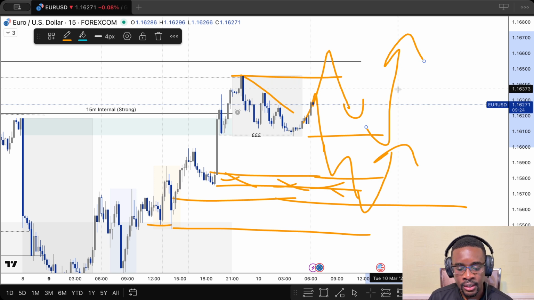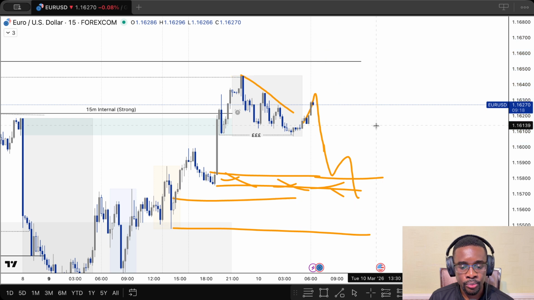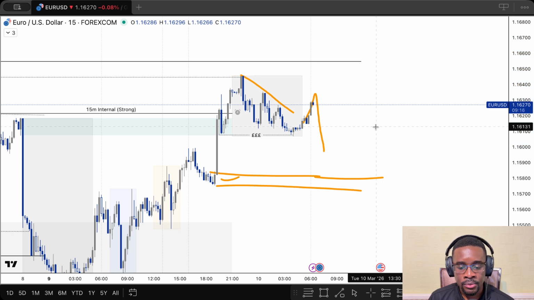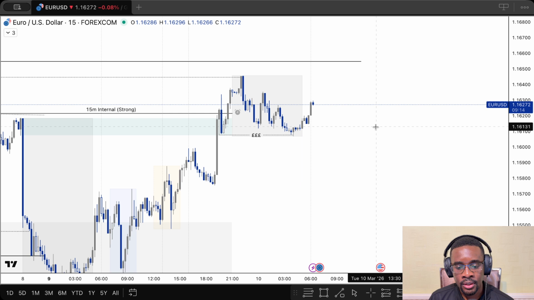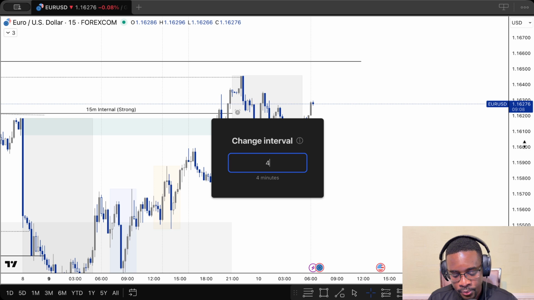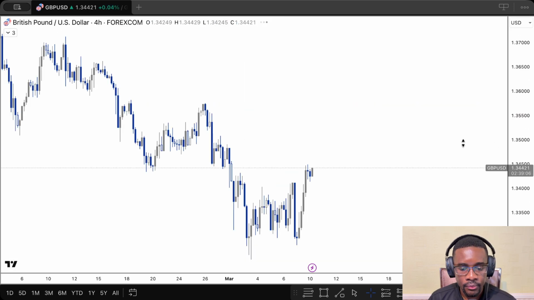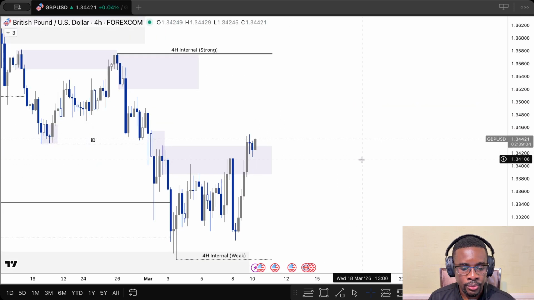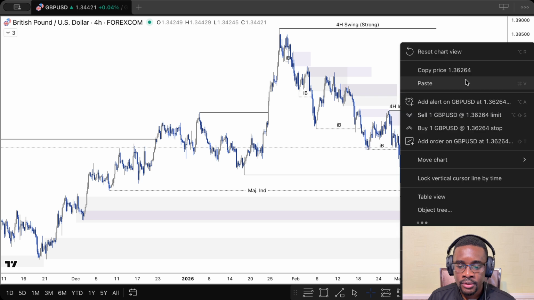So those are the ideas for this pair. Those are possible scenarios. Obviously we'll have to look at price as it develops and then see which route it wants to take. So looking at GBPUSD, this is our range.